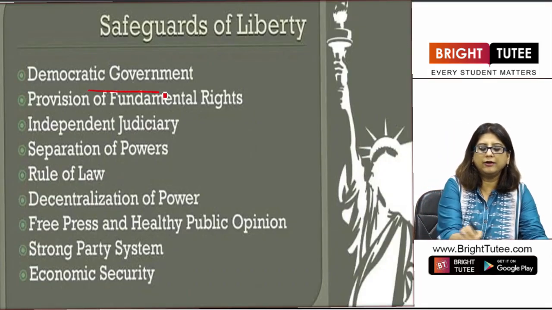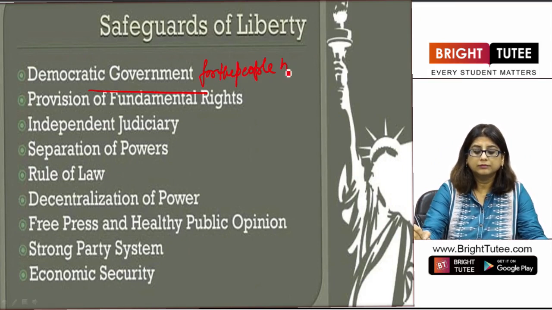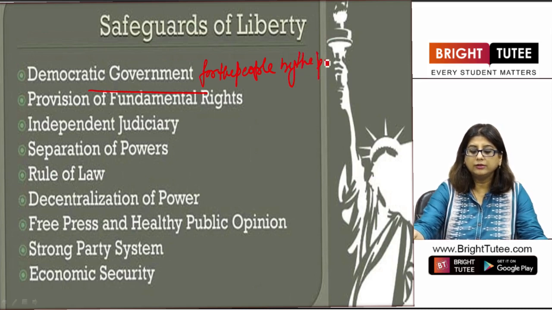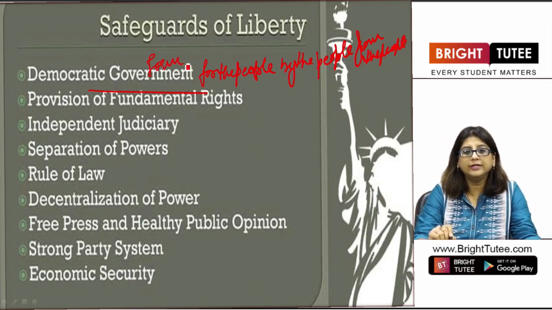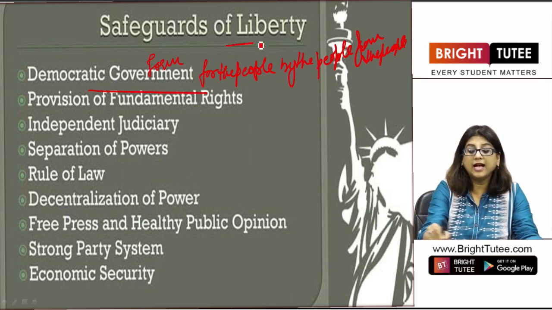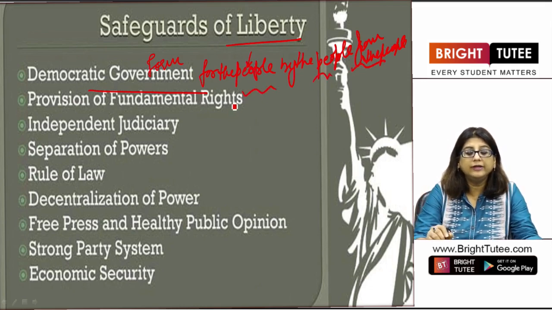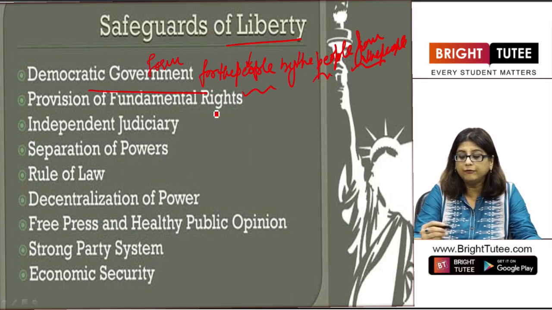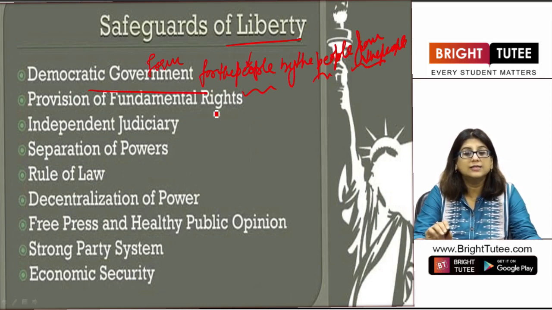Democratic government. We all are aware, for the people, by the people, and from the people. That means it is the form of government which is the modern form of government, and most of the countries are following democracy, and it guards liberty as well, because here the government is chosen by the people, for the people, from the people. So what does it mean? It means that democratic government is giving a safeguarding.